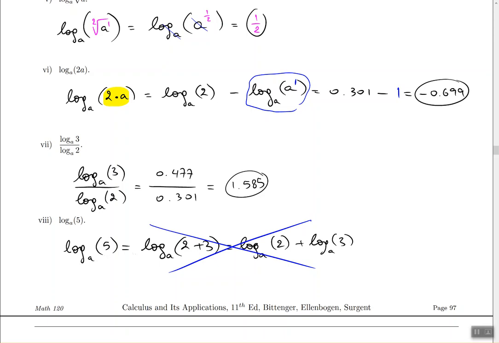We don't have a rule for addition. We have a rule for multiplication. If I start with a product, then I can break it apart, or if I start with a division, I can break it apart, but I cannot do it if it's addition. So for this one, actually, I cannot find the answer with the given information. So we're just going to stop right here and say this one does not have a solution for now, okay? Eventually, when we have a calculator, we'll be able to plug everything into the calculator and get the answer to this problem.